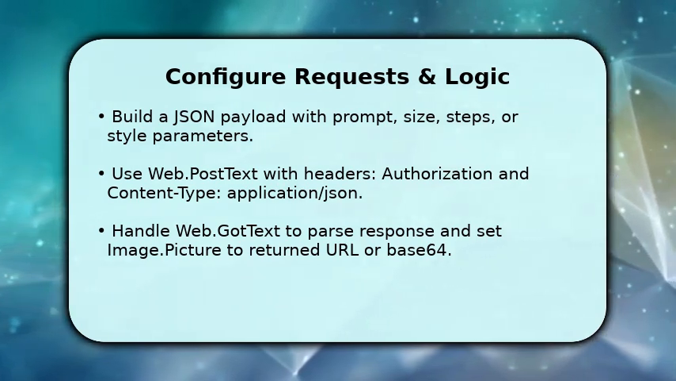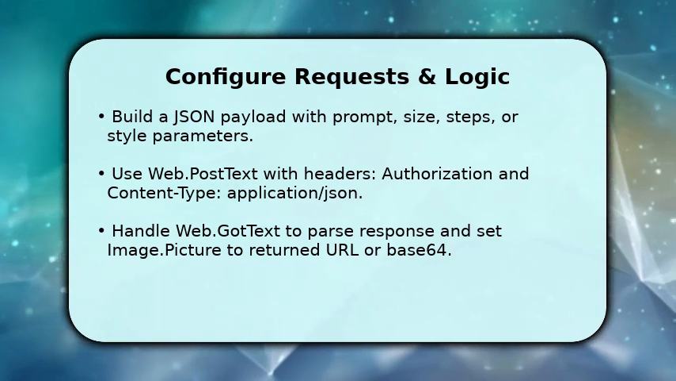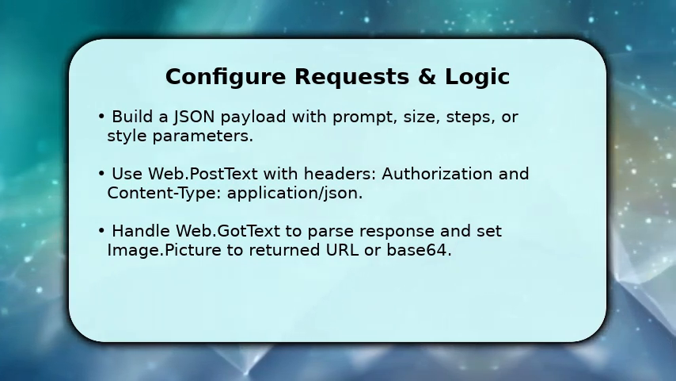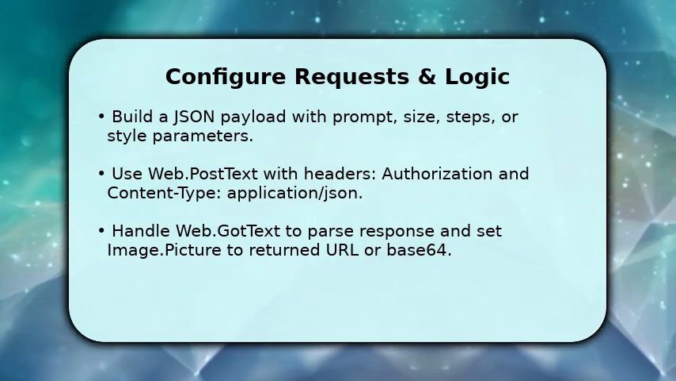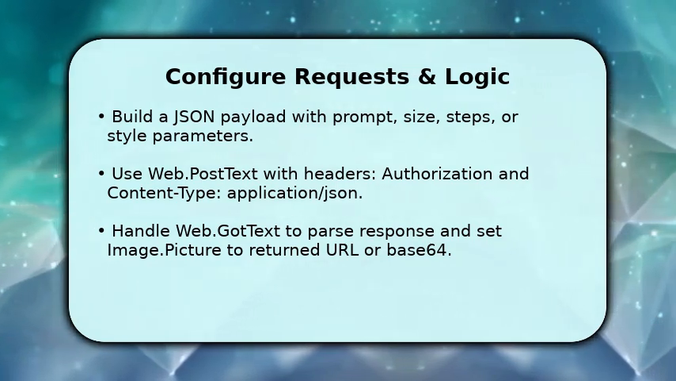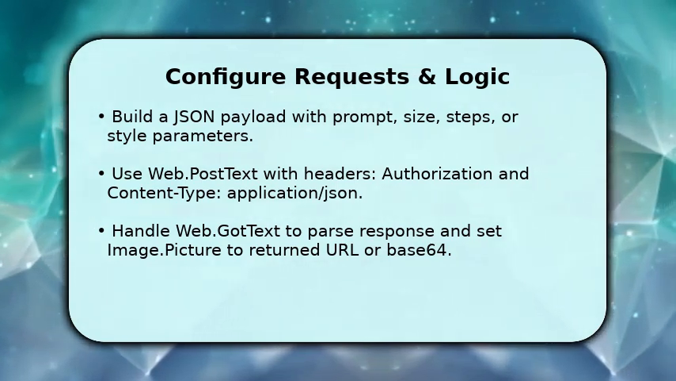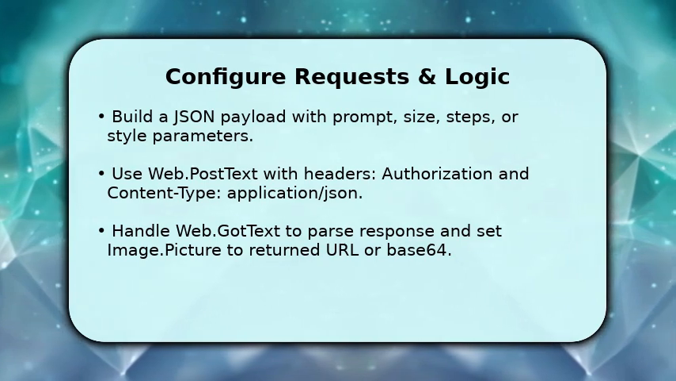Once the web.text event fires, parse the JSON response to retrieve either a direct image URL or base64 image data. Then set the image.Picture property accordingly. Finish by polishing UX and adding resilience.